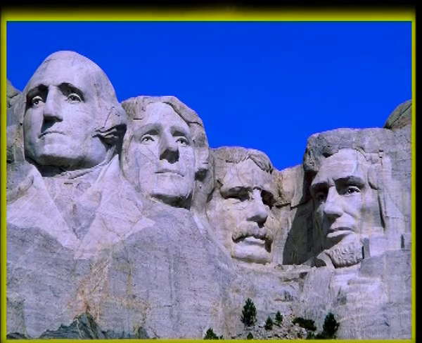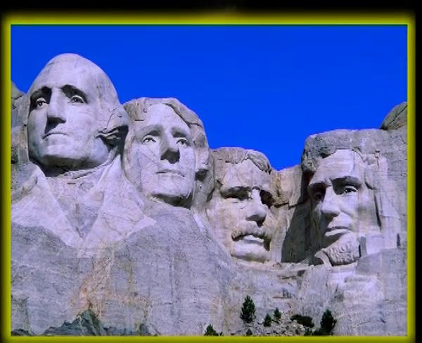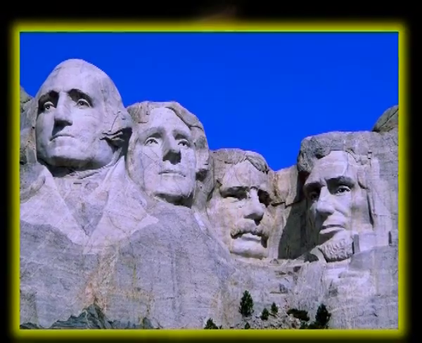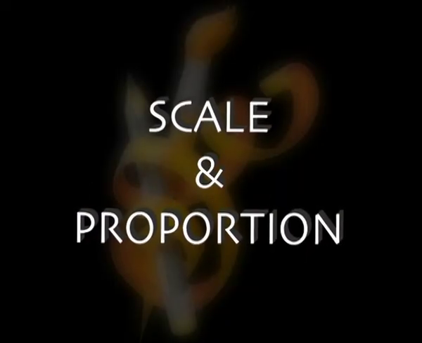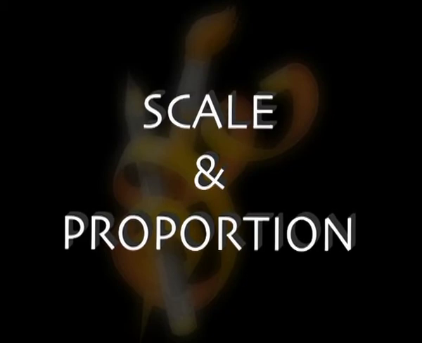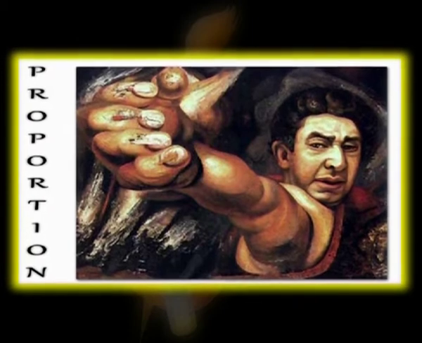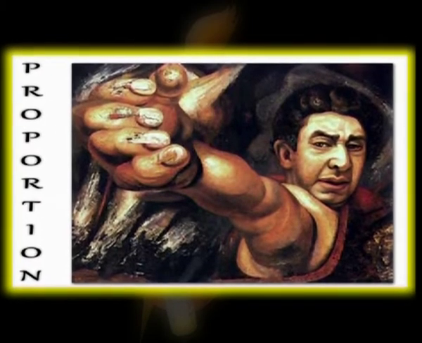Scale, overall size. Much of the impact of monumental artworks such as Mount Rushmore is its sheer size. Scale and proportion. These two design principles work in sync, as both are related to size and shape. Proportion has to do with the ratio of one design element to another or one element to the whole. Scale concerns itself with the size of one object compared to another.